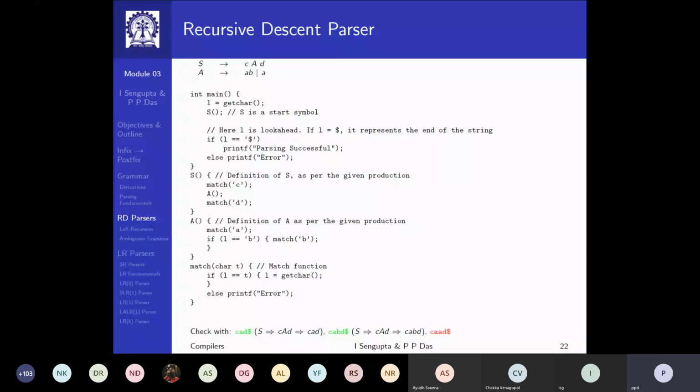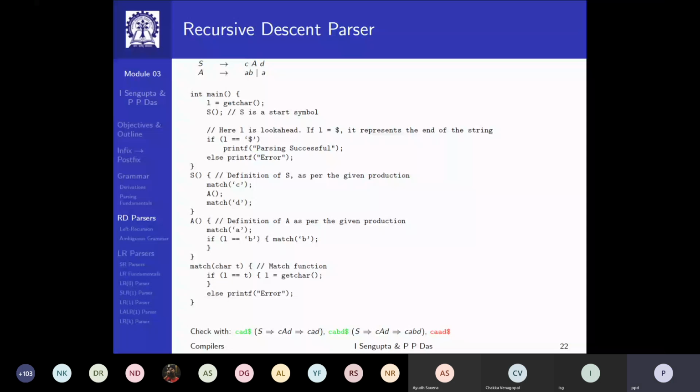And what would that function do? That function would, in its body, encode the right-hand side of the production. Some infrastructure: your parser is finally the function main, and getChar, in a simple model, gets you the next character. So you are reading the input.